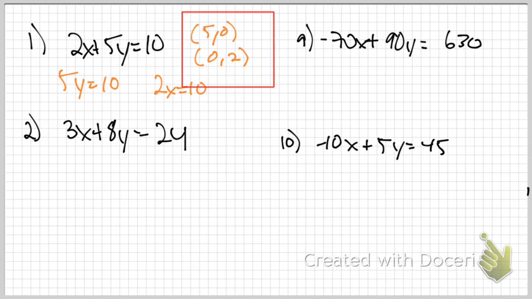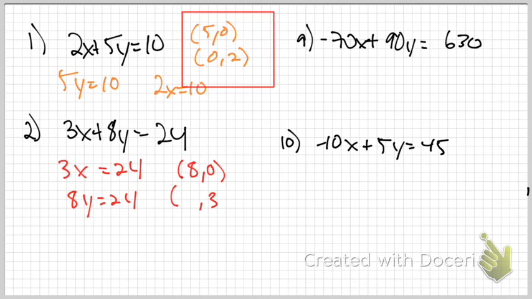All right, let's look at number 2. So when y is 0, I got 3x is 24. When x is 0, I got 8y equals 24. So that gives me an x value of 8 when y is 0, and a y value of 3 when x is 0. How are we there, guys? Do you guys need to see that one step of algebra? Because if you do, I'm all about it. No? All right, number 9 looks tougher.